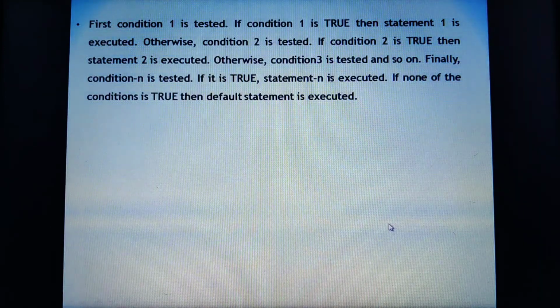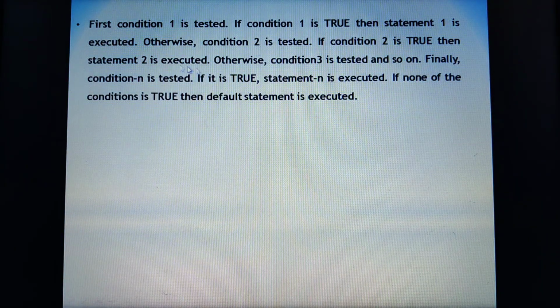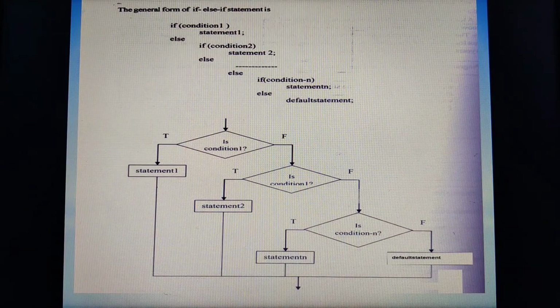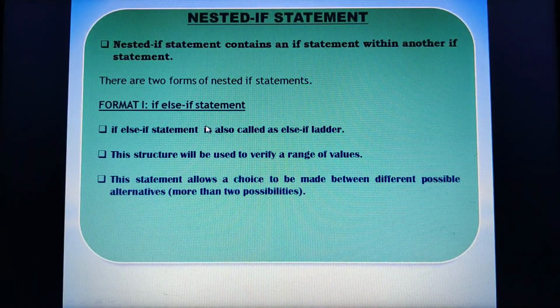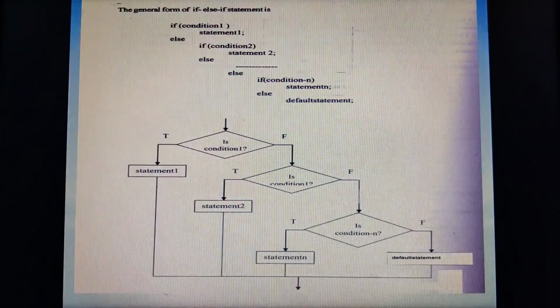Now let me explain this one with an example. This is the explanation you have to write in the examination. Usually for 5 marks they will ask you to explain the if else if statement. So when they ask you to explain the if else if statement, you need to write all these points. It is called the if else if ladder. Why do we need to use the if else if statement? See, when we have more than 2 possibilities to execute, then go for the if else if statements.